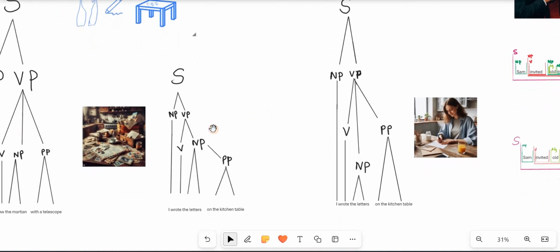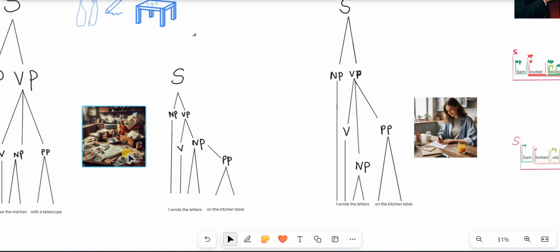Here again, we have the noun phrase I and we have the verb wrote. Now the letters here is the noun phrase, right? The letters here is the noun phrase and on the kitchen table. I wrote the letters on the kitchen table. Here, the prepositional phrase is connected with the noun phrase, the letters.